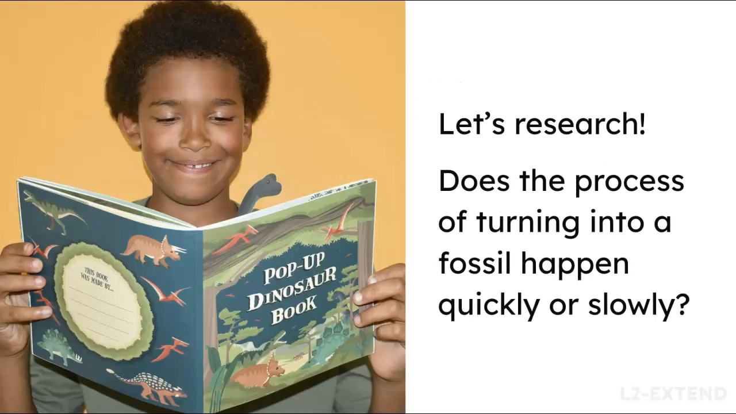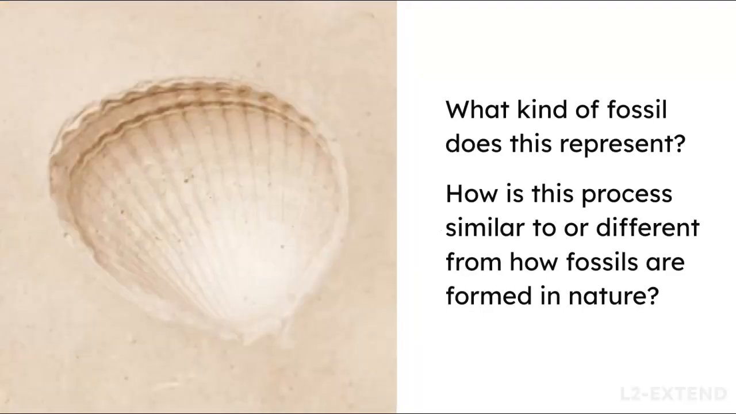For the optional Extend, you can have students work independently or in small groups to research how fossils are formed. They can also make imprint fossils with clay and any object, such as a leaf or small toy.